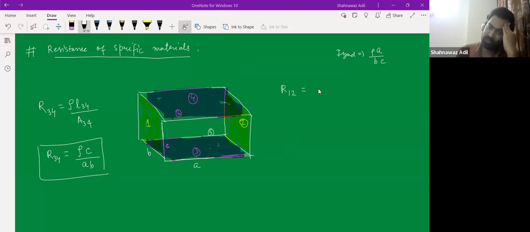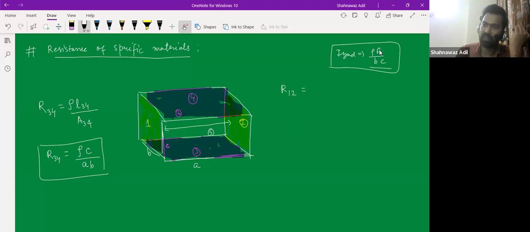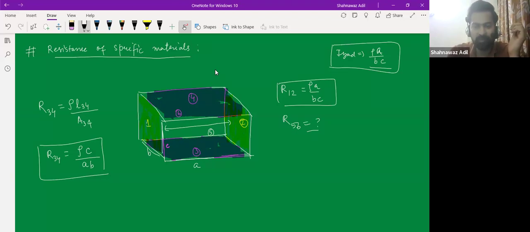Okay, so yes, Iyad, you are correct. Absolutely correct. So the area is BC, and the space between them is A. So the length is A. So that is rho A by BC. And you guys can think about what would be the resistance between the remaining ones, 5 and 6. So this is the resistance of this cuboidal shaped material.